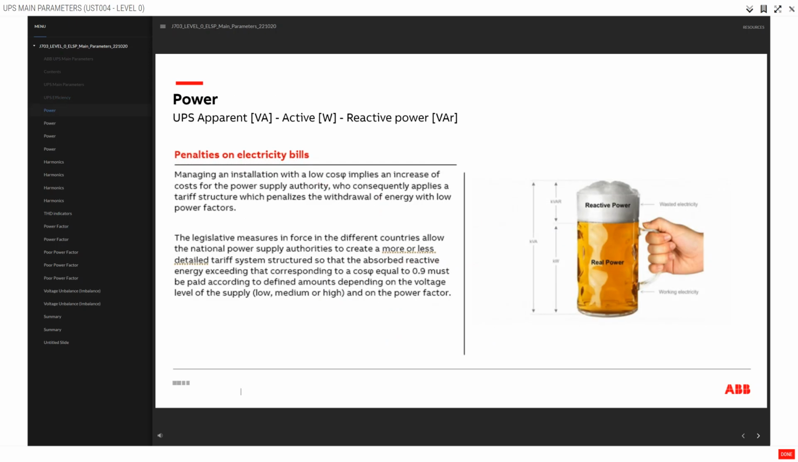UPS power. Penalties on electricity bills. Managing an installation with a low power factor implies an increase of costs for the power supply authority, who consequently applies a tariff structure which penalizes the withdrawal of energy with low power factors. The legislative measures in force in the different countries allow the national power supply authorities to create a more or less detailed tariff system structured so that the absorbed reactive energy exceeding that corresponding to a power factor equal to 0.9 must be paid according to defined amounts depending on the voltage level of the supply, low, medium or high, and on the power factor.